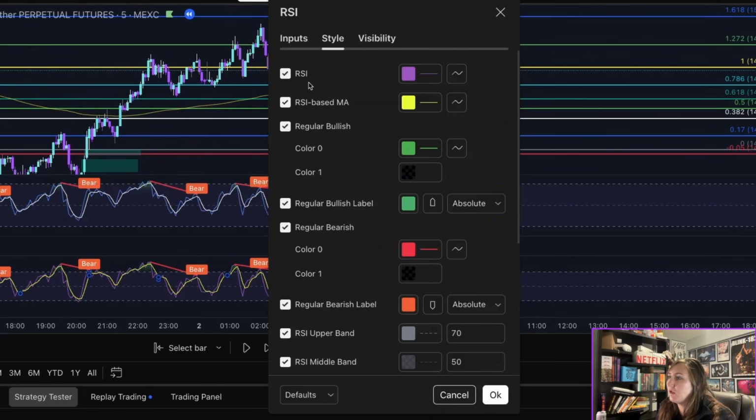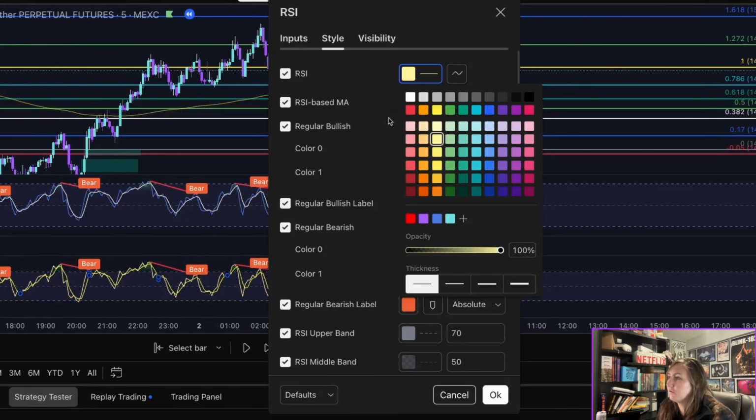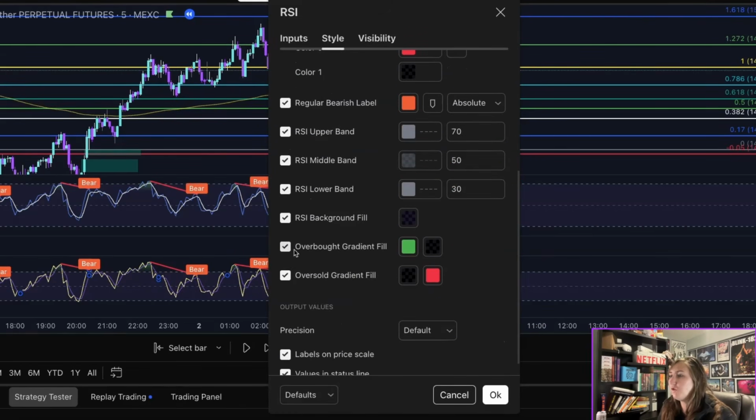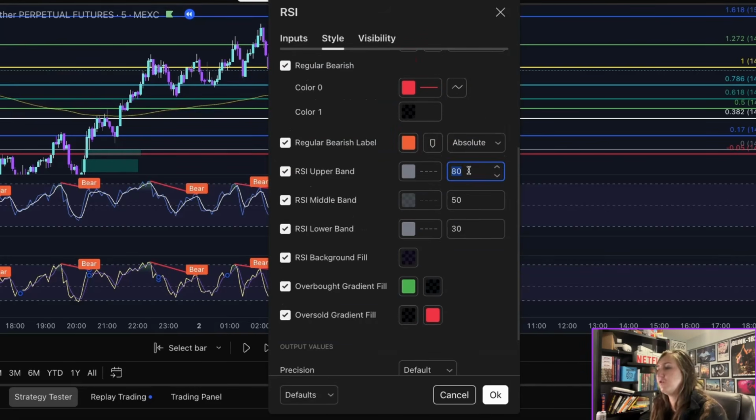We have style, if you wanted to color this, whatever colors you want to use, right? Blue, purple, yellow, I don't know, whatever you want to use there. Here's the overbought gradient fill, as you're seeing. So we got the green here. And we're actually going to change the RSI upper band from the 70 that they have input there to an 80. And we're going to change the lower band to a 20 here. Okay. So this is what I have my RSI settings as.